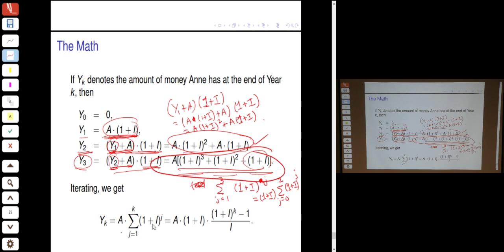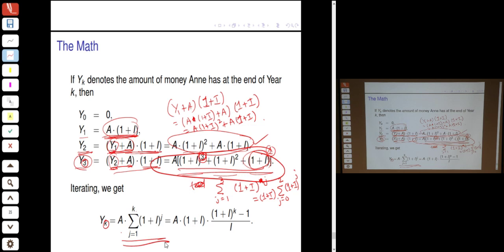It's going to be A times (1 plus I) to the power, all the way from J equal to 1 to J equal to K. You notice that the biggest power is the same as the index. So Yk is A times (1 plus I) to the power all the way from 1 up to K. Okay?